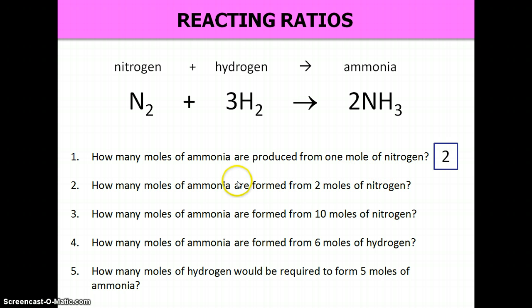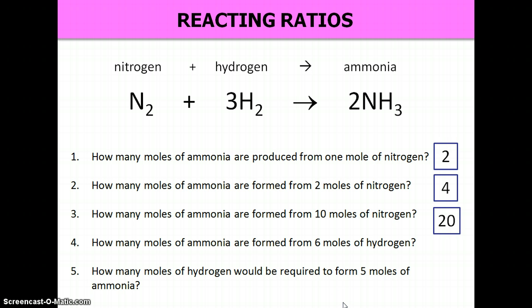It is 2. How many moles of ammonia are formed from 2 moles of nitrogen? So if 1 mole of nitrogen gives 2 moles of ammonia, 2 moles of nitrogen would give 4 moles of ammonia. How many moles of ammonia are formed from 10 moles of nitrogen? Well, if 1 gives 2, 10 will give 20.